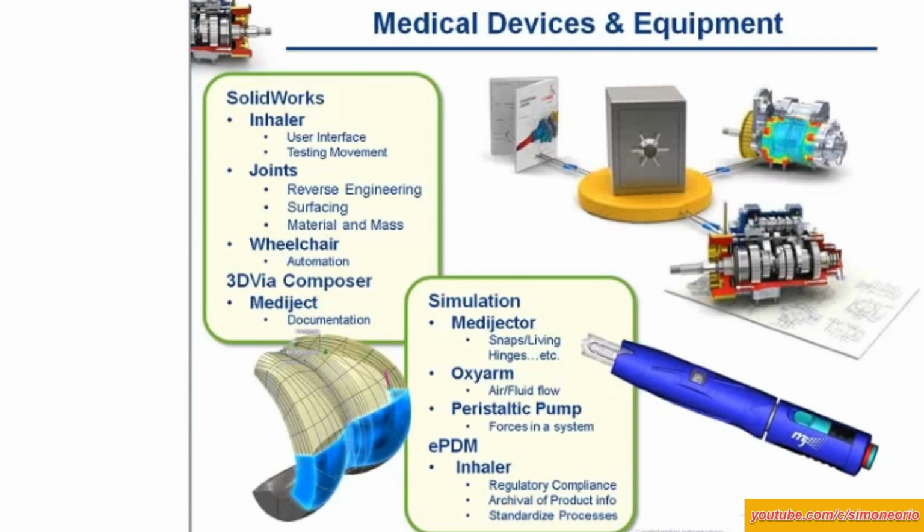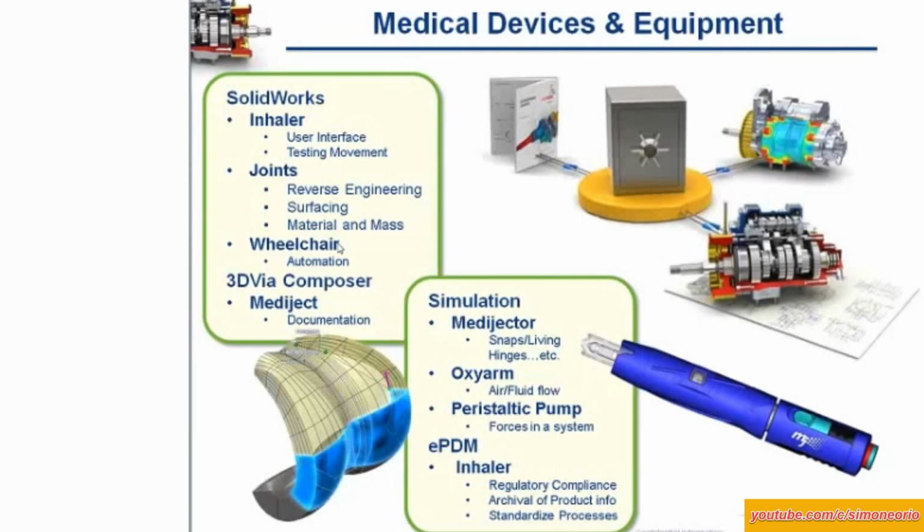So this SolidWorks piece, I have a lot of really nice examples here of an inhaler just to show kind of the user experience, testing movement, those kinds of things. Then one with joints. So you can see down here in the bottom left, I've got this knee joint ready to go. This can show us how SolidWorks can go into reverse engineering of bones, and then using those to create models, how powerful the system is and some of its surfacing capabilities. And even some simple things that you might not think of that really apply to the medical industry is being able to apply material and get mass from that so we can get an accurate weight of what our products are going to weigh. Then lastly, I'll show a wheelchair, and this one will be for automation.